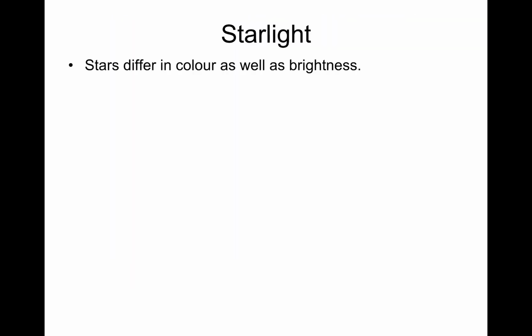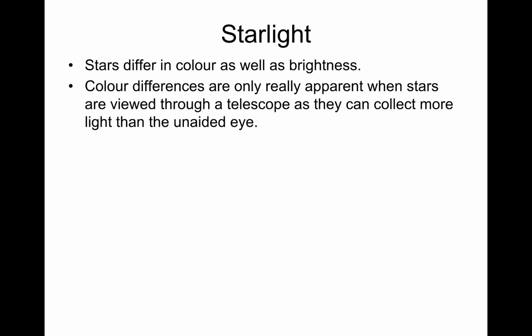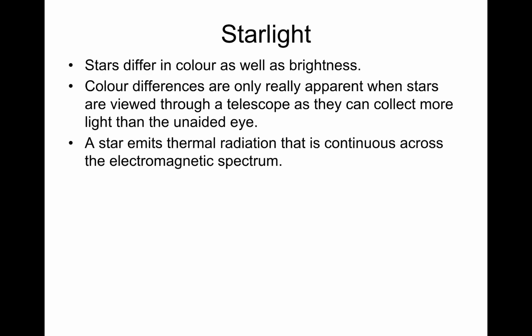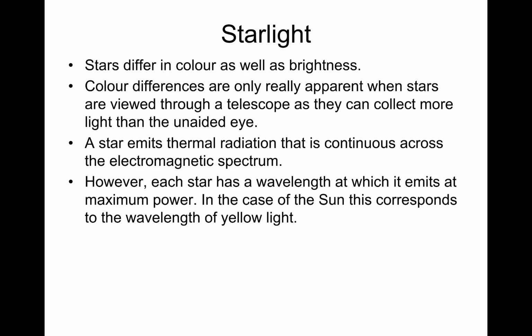So, starlight. Stars differ in colour as well as total brightness or power output. And colour differences are only really apparent when stars are viewed through a telescope, as telescopes collect more light than the human eye. Stars emit thermal radiation that is continuous across the electromagnetic spectrum. However, each star has a wavelength at which it emits maximum power. In this case, the sun, this corresponds with a wavelength of yellow light.